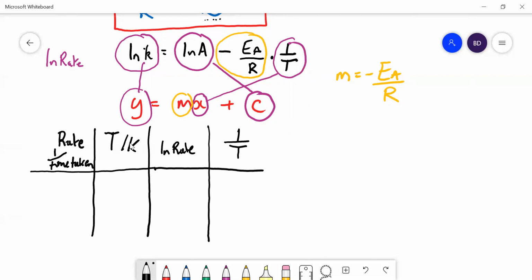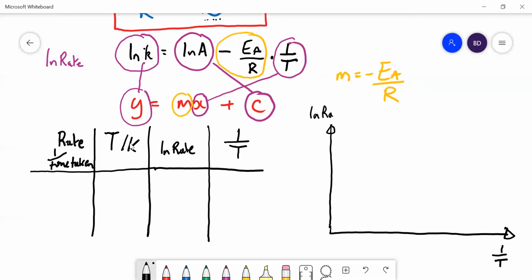So once you've done that, you get your axes, and you're going to plot 1 over the absolute temperature there, and you're going to plot ln rate here, and you should get a graph with a negative gradient. Because obviously, as the temperature gets bigger, the rate's going to be faster. So as 1 over the temperature gets smaller, the rate's going to be faster. So you've got a negative gradient.